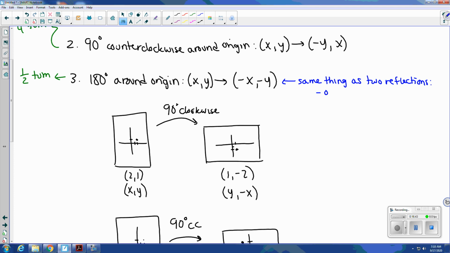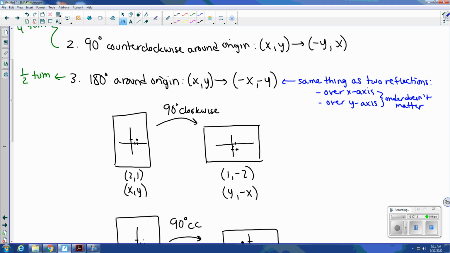We can go over the x-axis and over the y-axis. The order in which you apply these 2 reflections doesn't matter, so order doesn't matter. But this is a key observation that 2 reflections will result in a 180-degree rotation, as long as they're reflecting over the x and over the y.